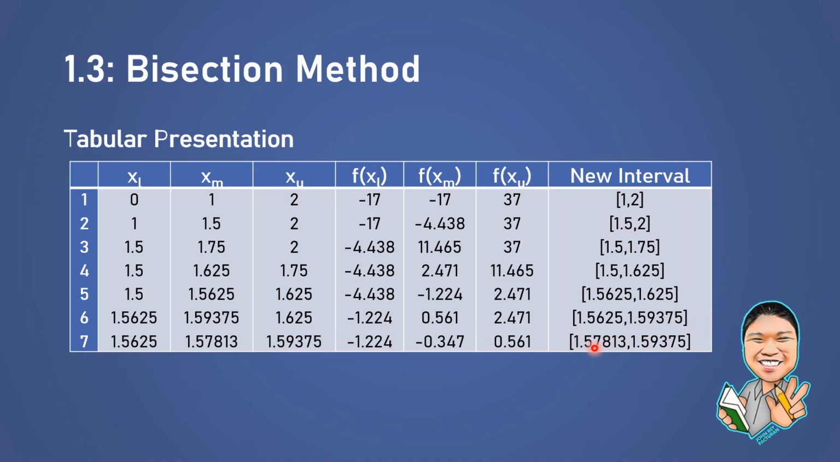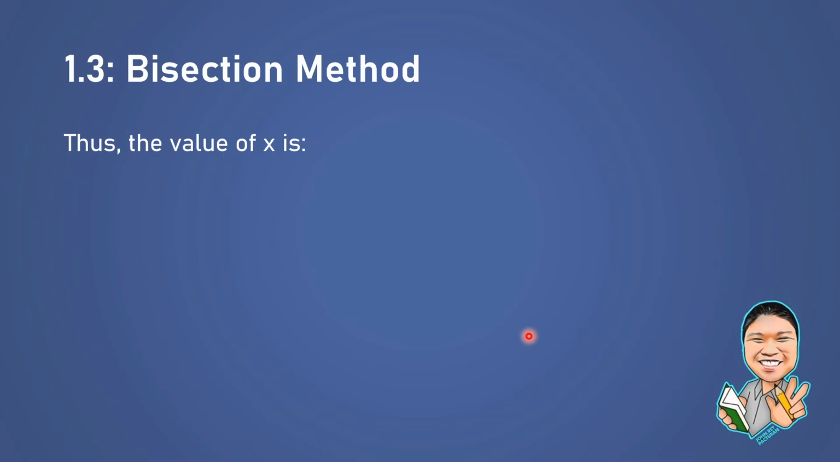So, tututok tayo dito sa last interval na nakuha natin. Ang gagawin niyo lang, the value of x is i-average mo lang class yung interval na yun. Ulitin ko, i-average mo lang yung interval. So, 1.57813 plus 1.59375 over 2. So, ito na yung root natin, 1.58594. Therefore, meron na tayong root ng function natin, and that is between 0 and 2.